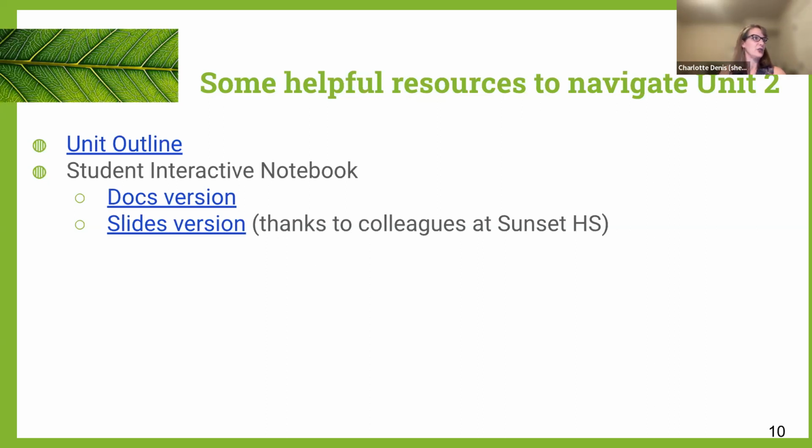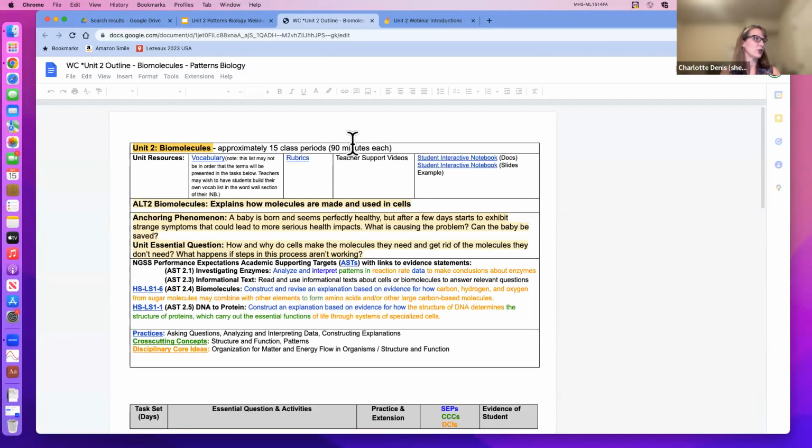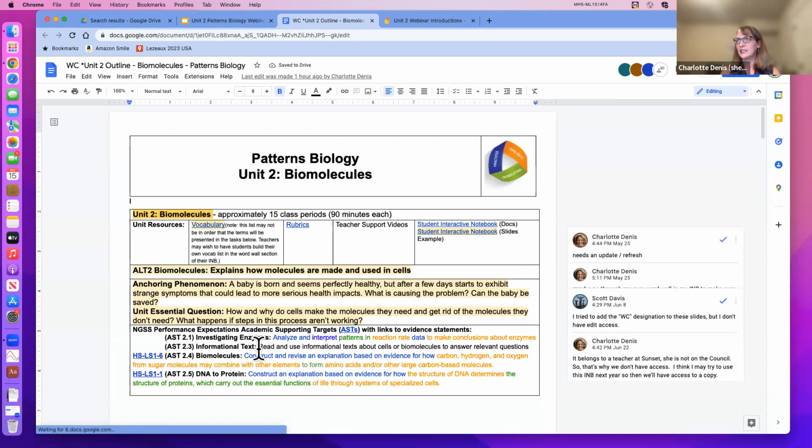So we have a unit outline. The unit outline really gives a lot more details. It's basically some condensed lesson plans. It tells you about timing. It tells you about order of events. I'm just opening it here so that you can see an example.